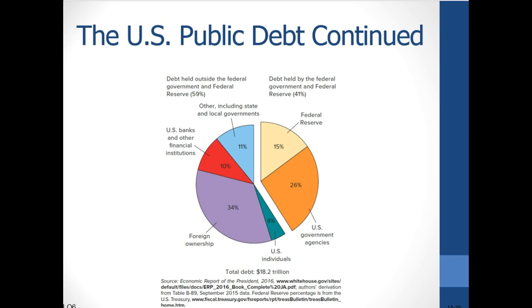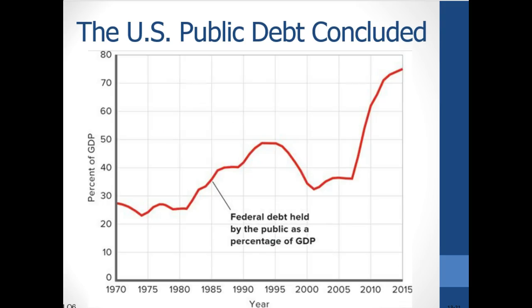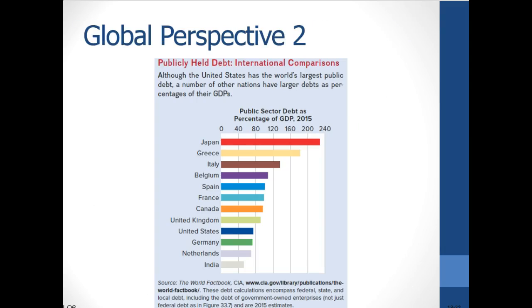This figure shows the ownership of the total public debt as of 2015. You can see U.S. individuals own 4% of the debt, U.S. banks have 10%, right? 34% is foreign ownership of our U.S. national debt. And our U.S. national debt, right, held by the public, excluding the Federal Reserve, as a percentage of GDP.